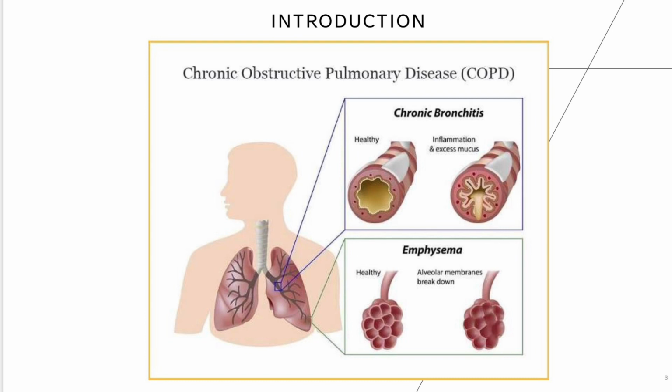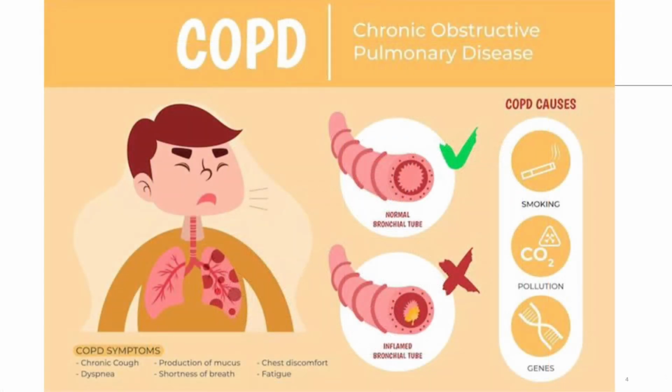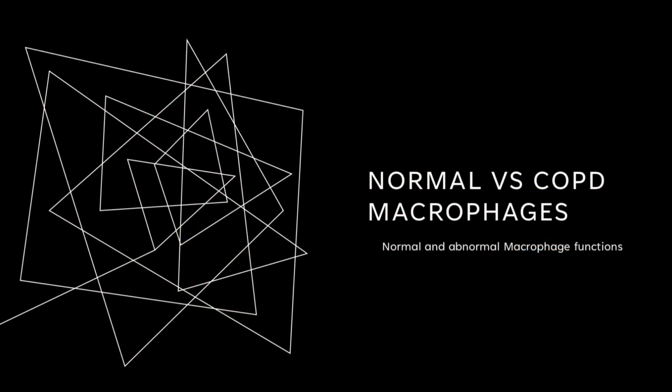The diseases under COPD all affect the respiratory tract and are characterized by the inflammation of airways and enlargement of air sacs. COPD has a multitude of symptoms, including chronic coughing, shortness of breath, chest discomfort, and fatigue. COPD is caused by genetics, pollution of biomass fuels, and other life factors like smoking. Now, I will be discussing the differences between normal and COPD innate immune system responses, starting with how macrophages react, by drawing it out for you.